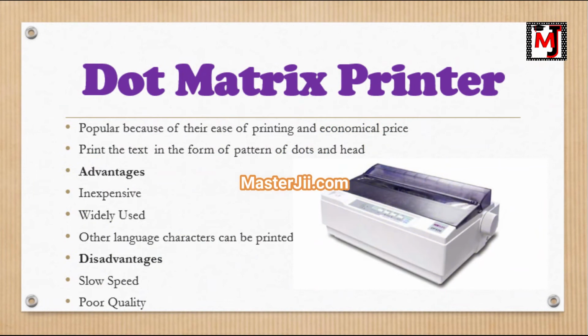Dot matrix printer. In the market, one of the most popular printers is the dot matrix printer. These printers are popular because of their ease of printing and economical price. Each character printed is in the form of a pattern of dots, and the head consists of a matrix of pins of size 5 by 7, 7 by 9, 9 by 7, or 9 by 9, which come out to form a character, which is why it is called a dot matrix printer.